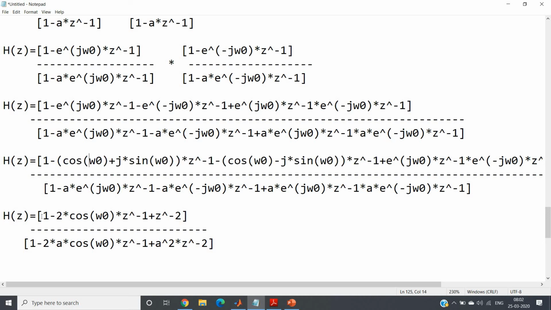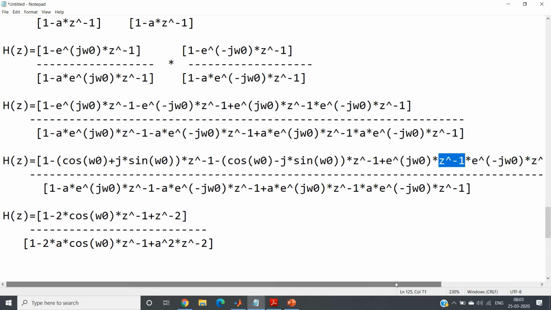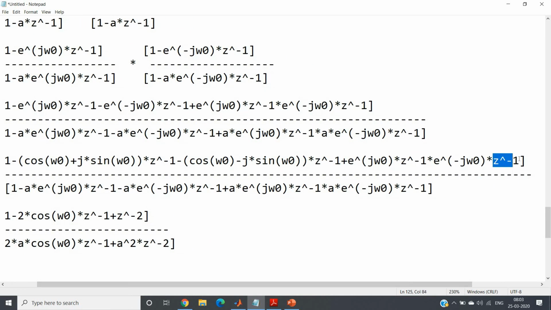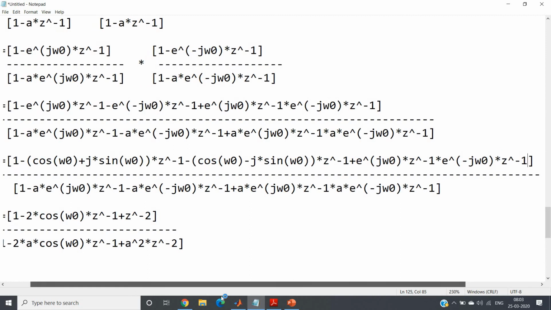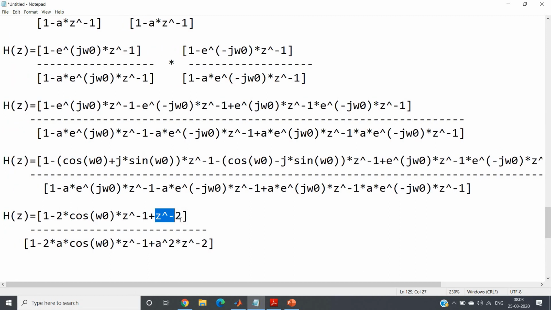So that's what I have written here, H of z is equal to 1 minus 2 cos omega naught into z to the power minus 1 coefficient which we were getting here, and e to the power j omega naught multiplied by e to the power minus j omega naught will result into 1, and as a result z to the power minus 1, and here one more z to the power minus 1 will be multiplied, and as a result we will get z to the power minus 2. Okay, so numerator we are getting like this.